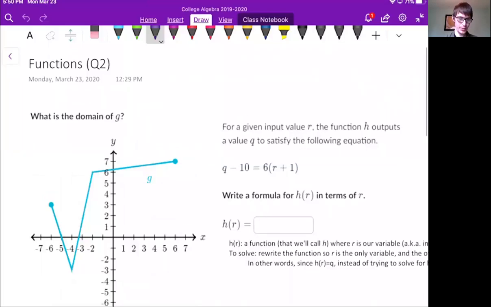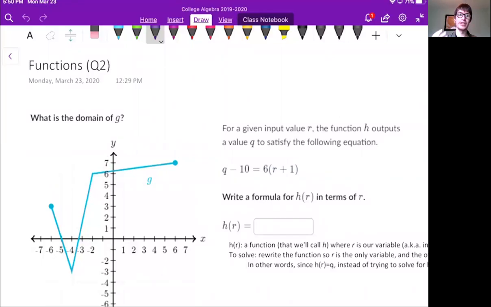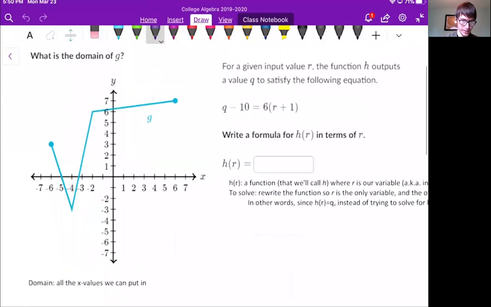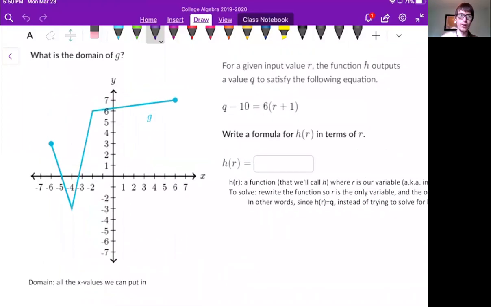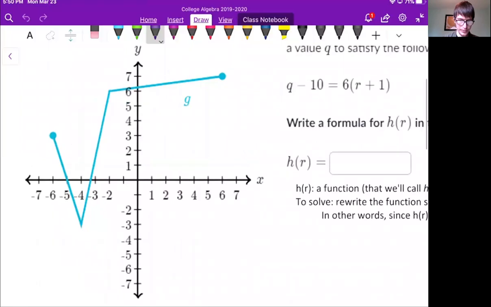Okay, so we want to find the domain of g in this first problem. The domain, in its essence, is all the x values we can plug in and get something out. So let's look at these x values. We can plug in -6. If I plug in -6, I get out 3. If I plug in -4, I get out -3. So those are two values in my domain. If I plug in 6, I get 7.